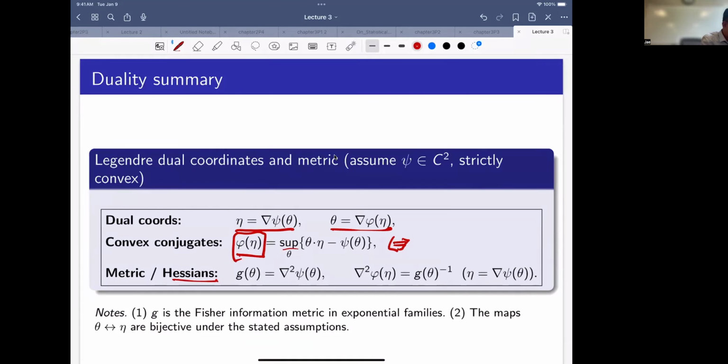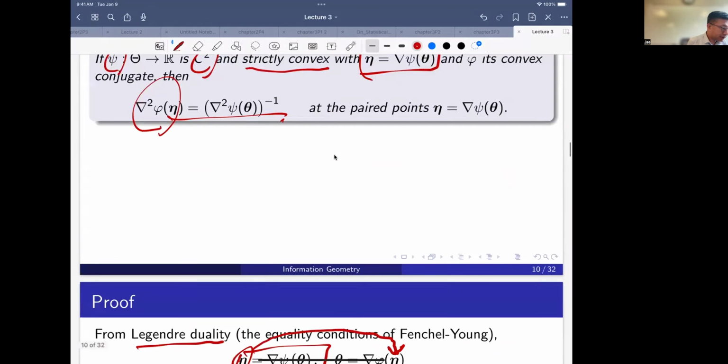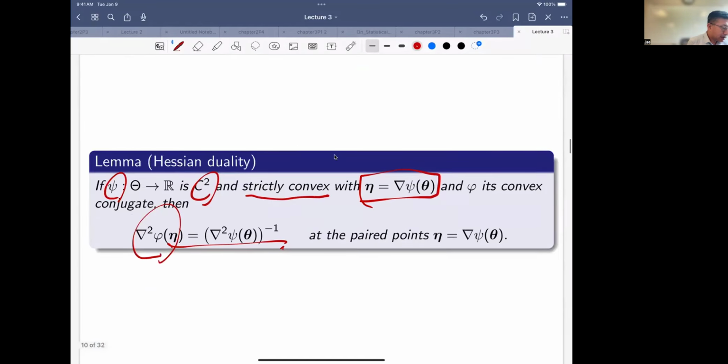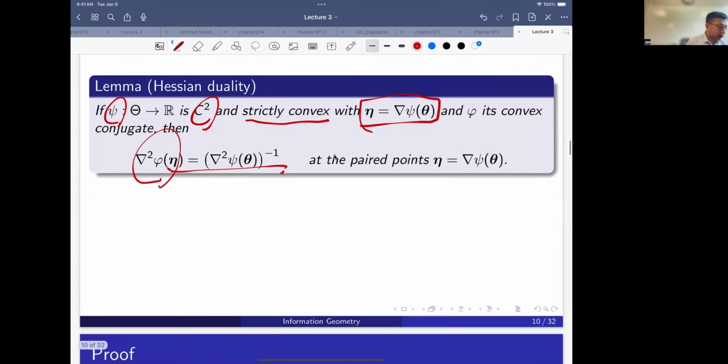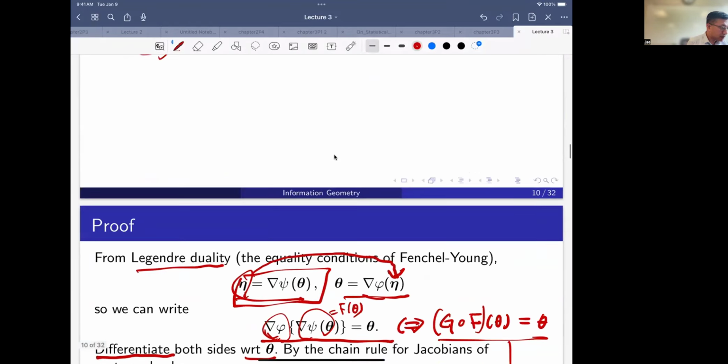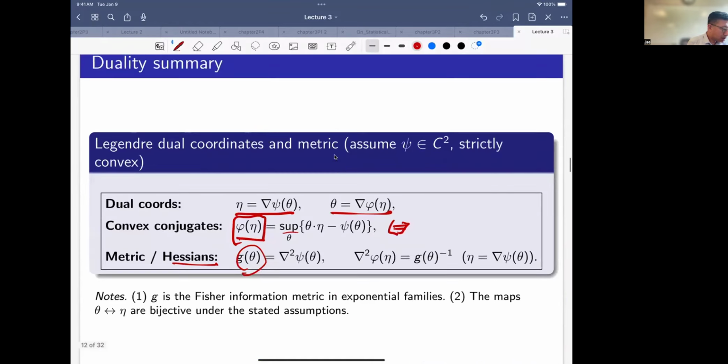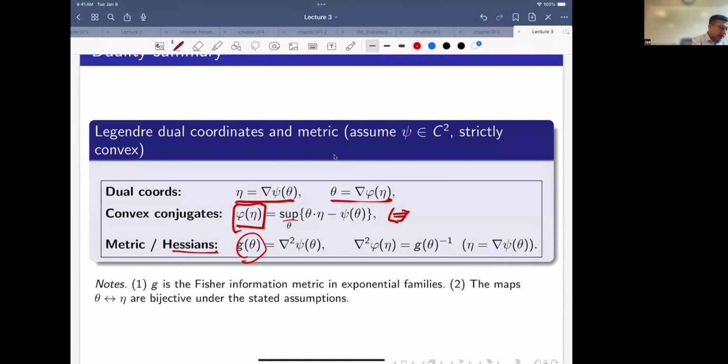Hessian, right? So remember that the metric associated with the theta system is G of theta.